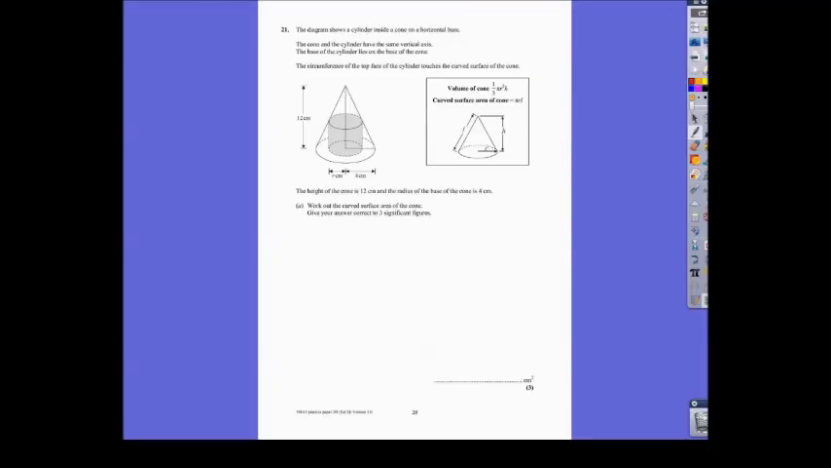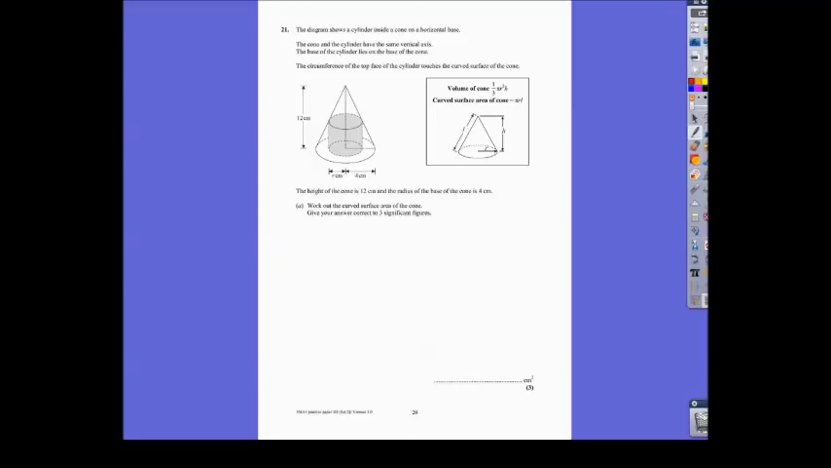Question 21. The diagram shows a cylinder inside a cone on a horizontal base. The cone and the cylinder have the same vertical axis. That just means that they're in line with each other. The base of the cylinder lies on the base of the cone. The circumference of the top face of the cylinder touches the curved surface area. That just means that it's all lined up, so they've got the same centre.